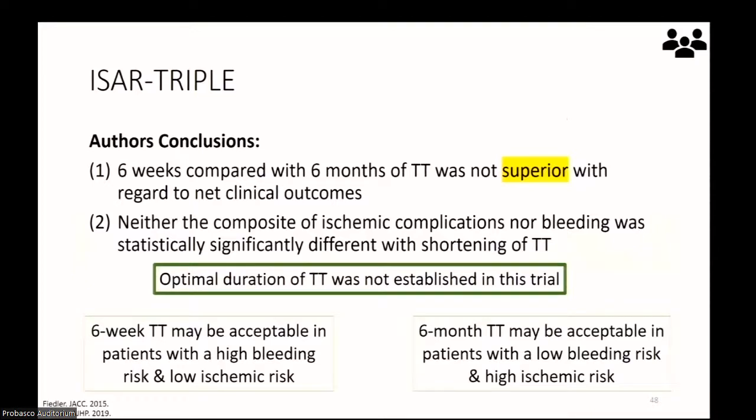So the authors concluded that 6 weeks of triple therapy compared with 6 months of triple therapy was not superior in regard to net clinical outcomes. Neither was there a positive for one group over the other in terms of ischemia or bleeding. So they concluded that the optimal duration of triple therapy was not established. Based off this trial, these are the 2 conclusions that the 2019 AGHP article made concerning the ISAR-TRIPLE trial.